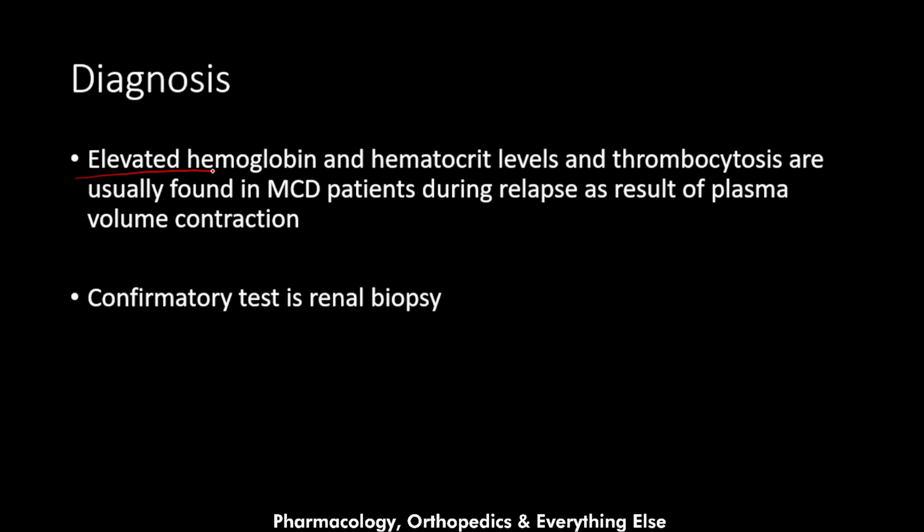There might be elevated hemoglobin and hematocrit levels, and thrombocytosis is usually found in MCD patients during relapse as a result of plasma volume contraction. Once the plasma volume contracts, the hemoglobin and hematocrit would elevate. And the confirmatory test is renal biopsy.